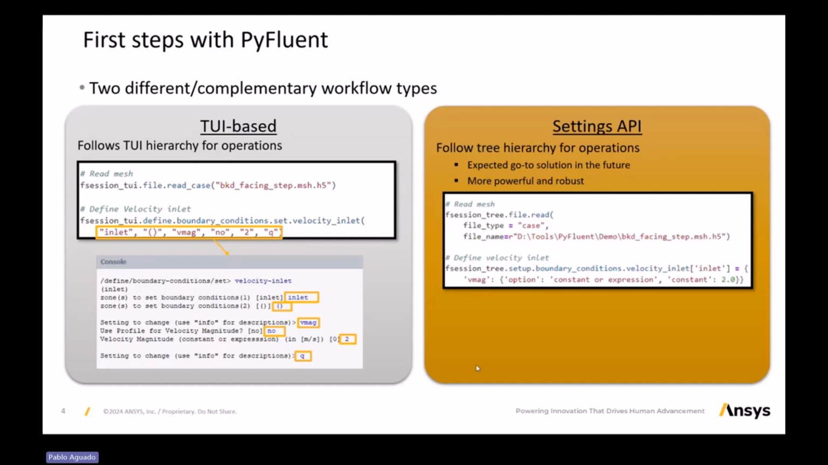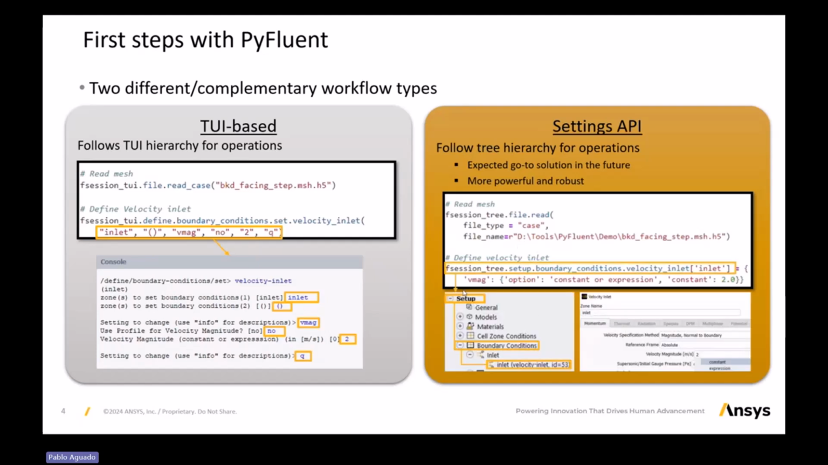And this is the recommended, and probably in the future will gain more and will be the go-to solution, which is a much more Pythonic way of doing things. Basically, this exposes a similar architecture to the GUI tree. So the different components are structured under different groups. For example, in setup, we have boundary conditions, and within boundary conditions, we have inlet velocity. And this is the same paradigm we are following with settings API.